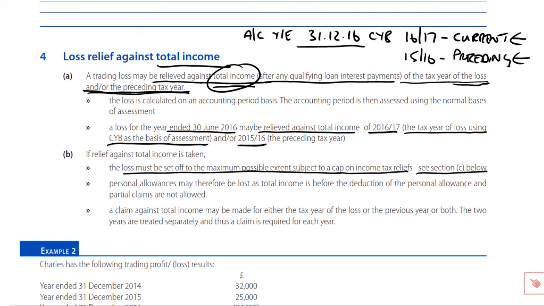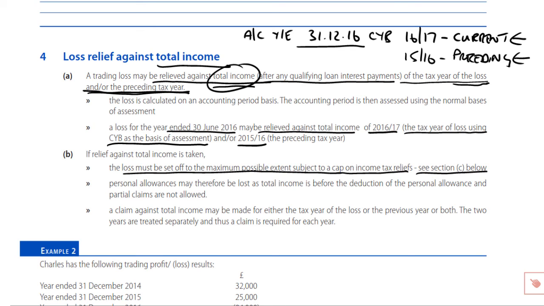Not one that is usually going to bother most taxpayers, and only on an irregular basis would it probably feature within an examination question. But given that in Section A we've got the ability to test the syllabus on a random basis with 15 objective testing questions, then anything could be tested. So there is a cap there, a maximum that could be used.